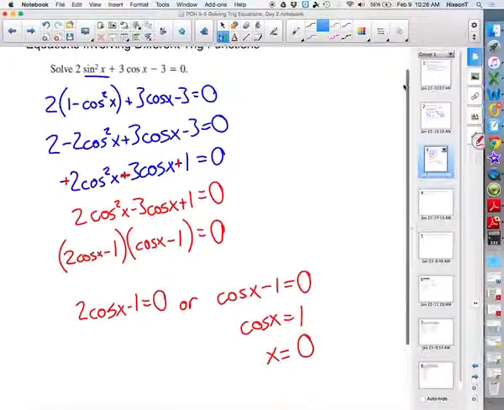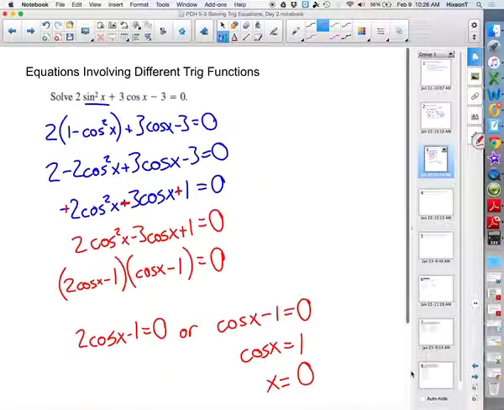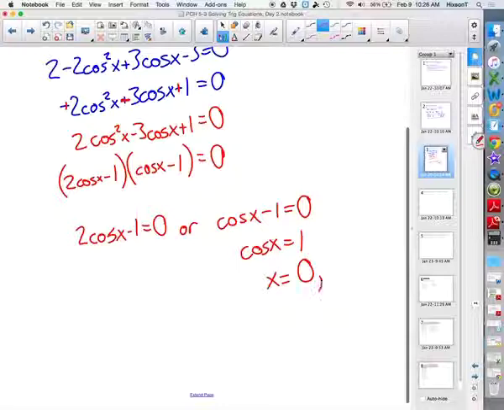Now this one, it didn't give us an interval exactly, so you can just assume it's 0 to 2 pi. Okay? Or wait, hang on. Cosine isn't 1 at pi over 2. Cosine is 1 at 0. It'd be at 2 pi. Okay?